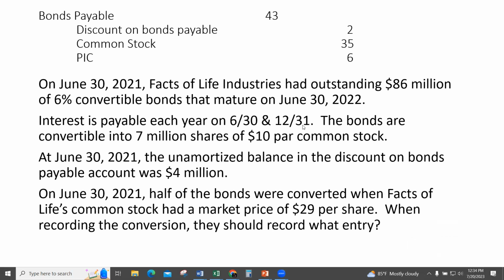I'm making this whole thing more complicated. The bonds are convertible into 7 million shares. We're going to have half of those shares at $10, and that's going to give us the 35 million. Because if we took 7 million times $10 par, that would be 70, but we're only doing half. So that will give us the common stock that they're converting it to. The excess is going to be the paid in capital. So you can add these two together, get 37, subtract that from 43, and get the excess amount.